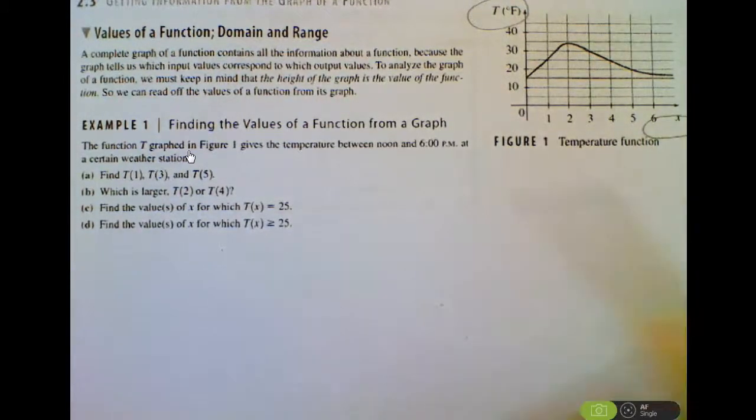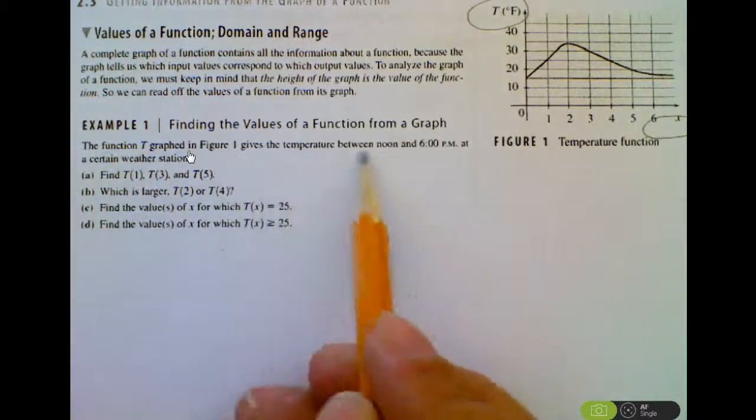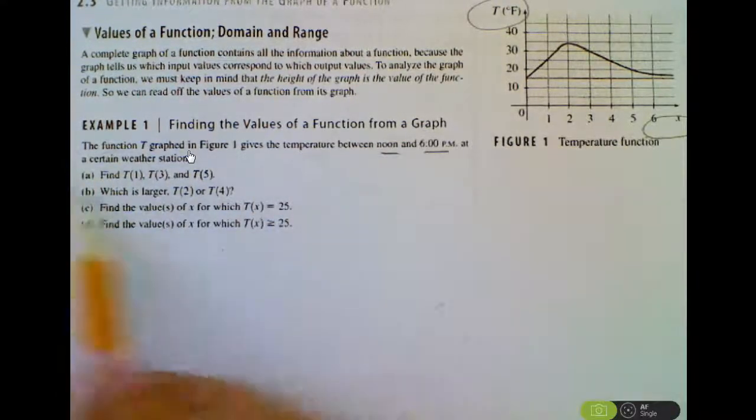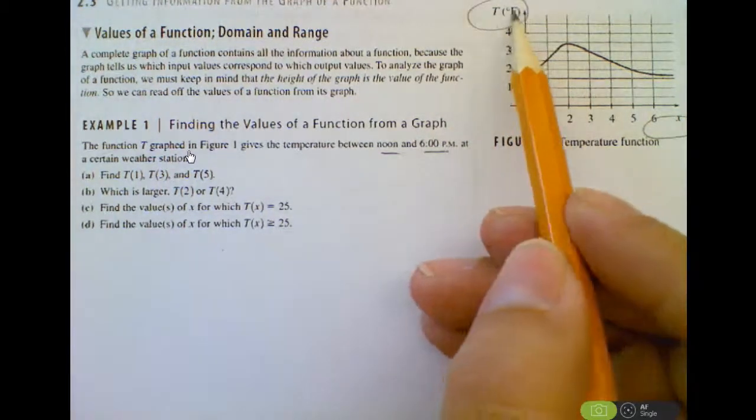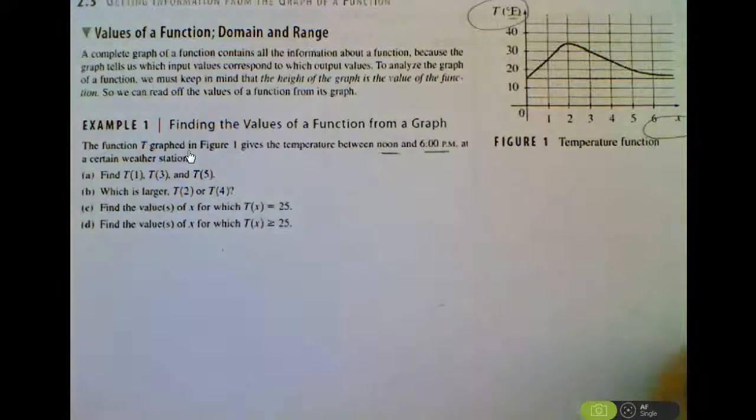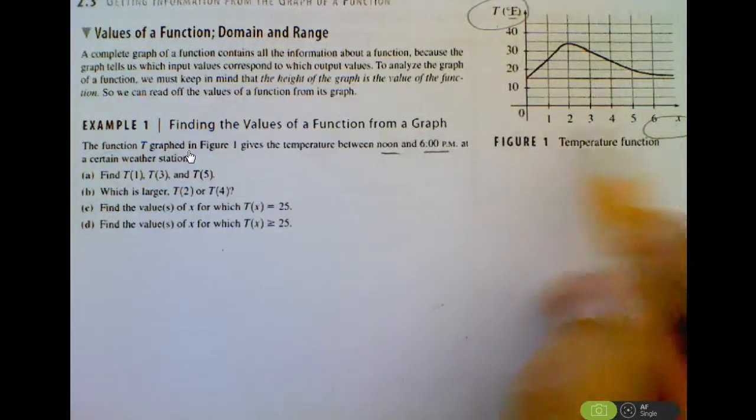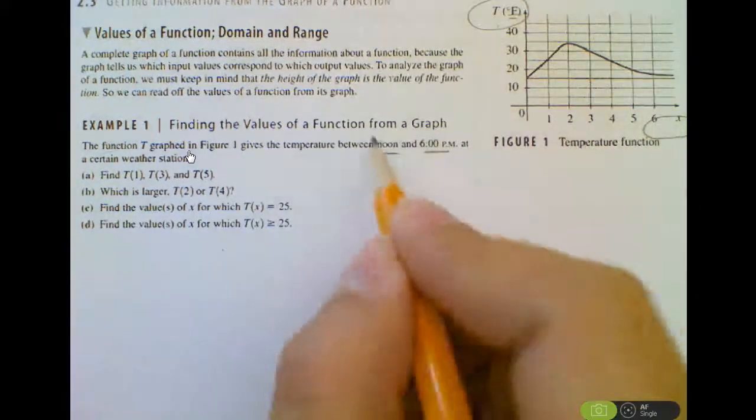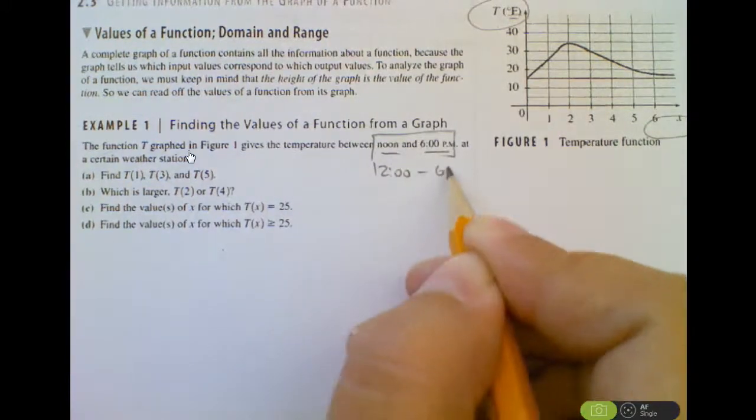Now, in this example, it says the function T graphed in figure 1 gives the temperature between noon and 6 at a certain weather station. So I know that this is temperature, and I notice the temperature is in Fahrenheit. And then the x-axis varies between 0 and 6. Now, this says noon, which is 12, to 6 p.m.